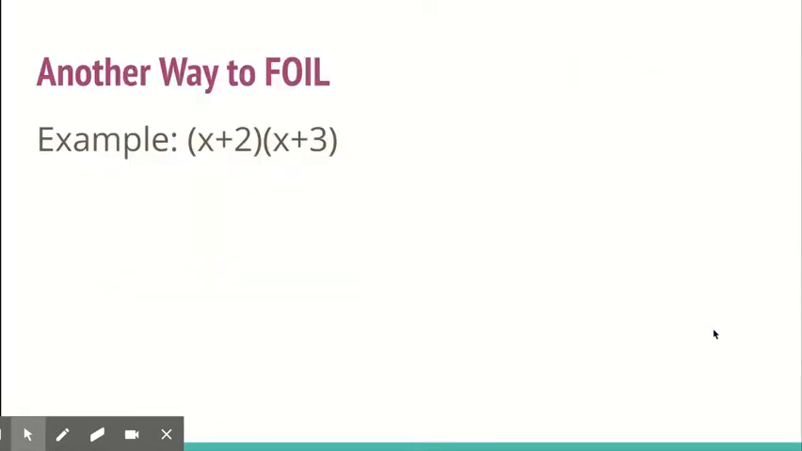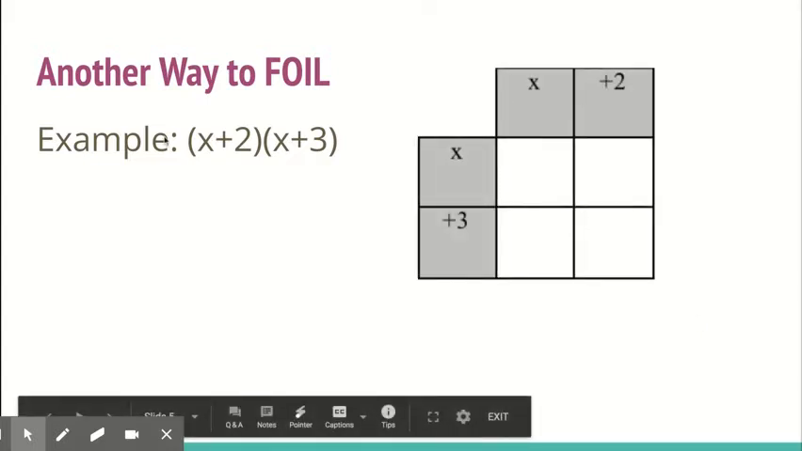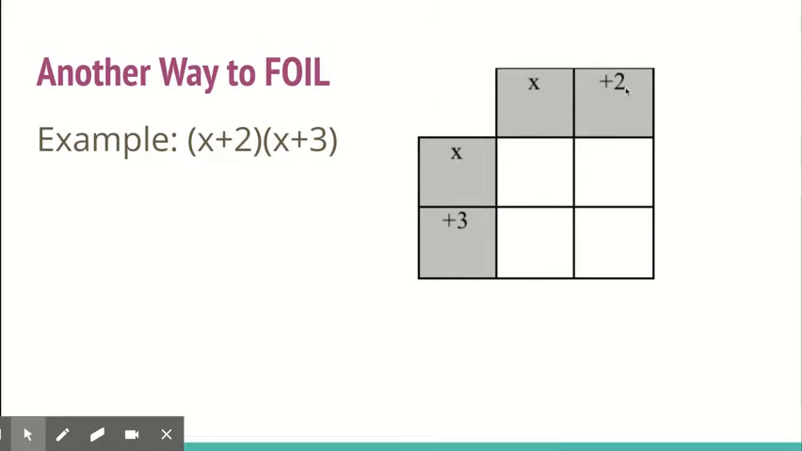So another way to FOIL is you can set up this little table. Okay, and on the top is going to be our first binomial. It's the x, and then we put the plus 2 in this side. We've got to make sure we're keeping our signs because it can affect the outcome of the signs here. And then my other binomial, the x plus 3, would go here. So I have x plus 3.